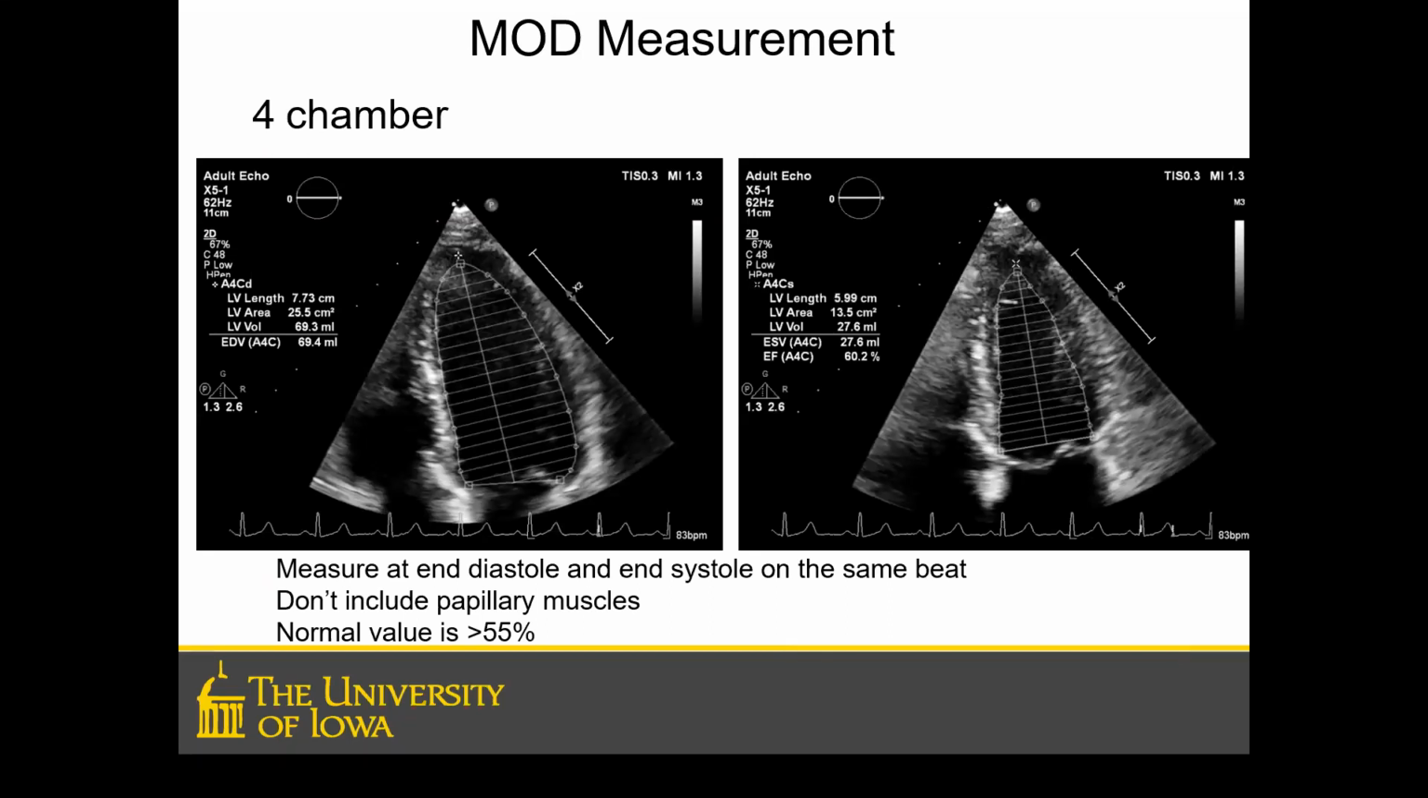The diastolic and systolic measurements need to be on the same beat. And of course, if they are not in normal sinus rhythm, we would try to get a normal beat on those patients. And then, as I mentioned, we measure through the papillary muscles.